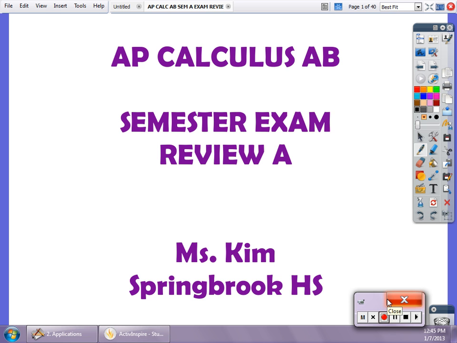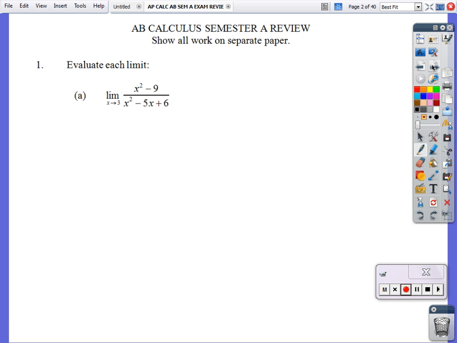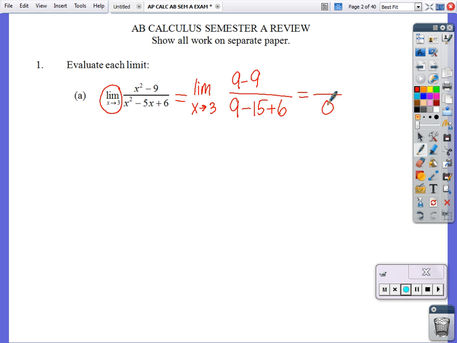All right, so we're going to go through the semester review. Looking at question 1, it's asking you to do a limit. So if you remember back to the beginning, we looked at where you're taking the limit. If you're doing the limit at 3, the first thing you're going to try to do is substitution. So the limit as x goes to 3 would be 9 minus 9 over 9 minus 15 plus 6. So we actually get undefined because there's 0 at the bottom of the fraction.